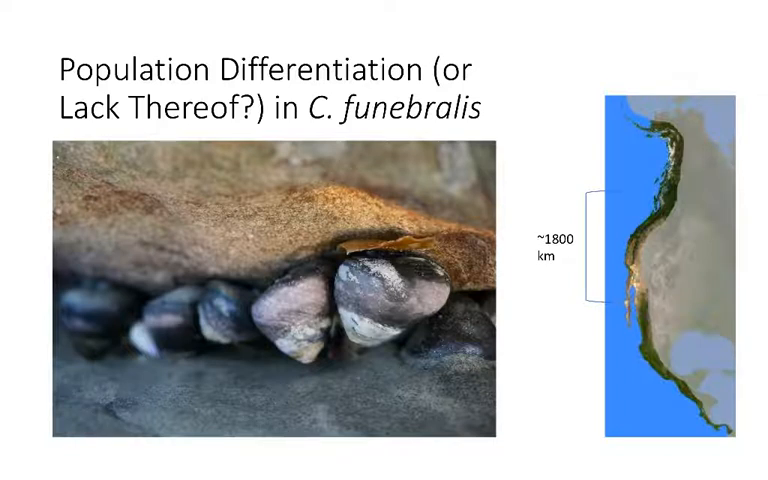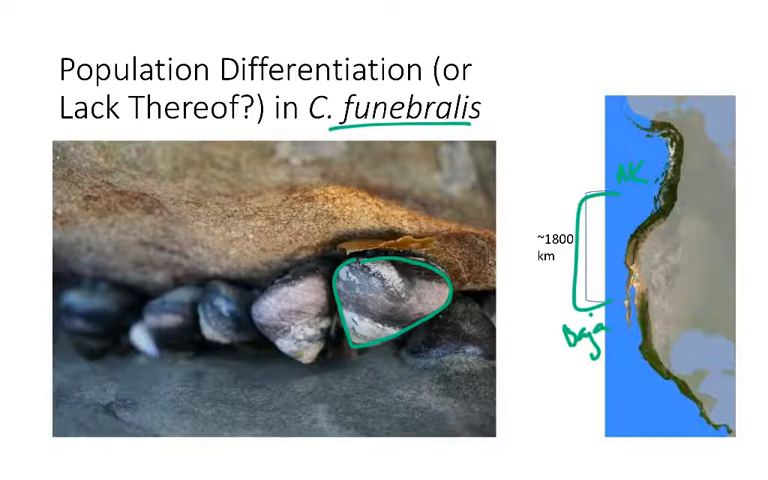As I believe I mentioned before, a lot of research in my lab focuses on this intertidal snail shown here, Chlorostoma funebralis. This species is distributed all along the western coast of North America. So that's what's shown here. They're found from Alaska in the north all the way down to Baja, California in the south. So that spans about 1,800 kilometers.